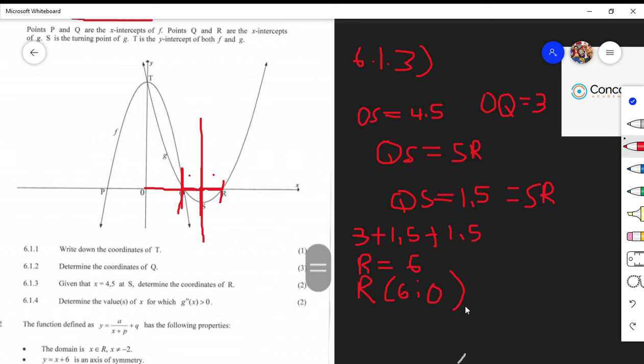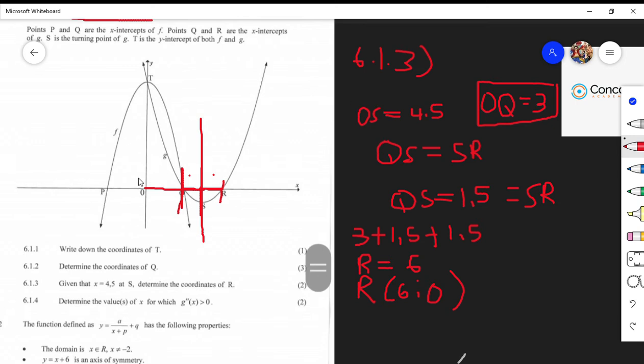Another way of calculating it would be to use the distance formula. Since the distance of Q to S is equal to the distance of S to R, we can use the distance formula again if we can't see that it's equal to 1.5, or if we can't just minus our x values. But to be honest, the distance formula is kind of a long way to go.